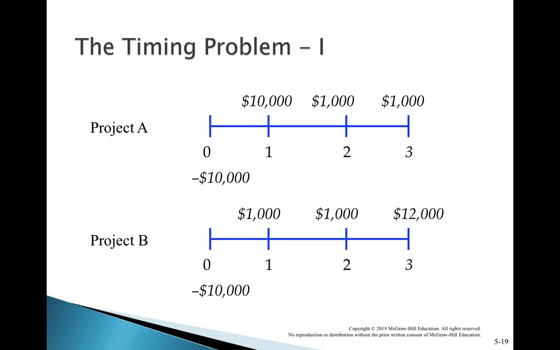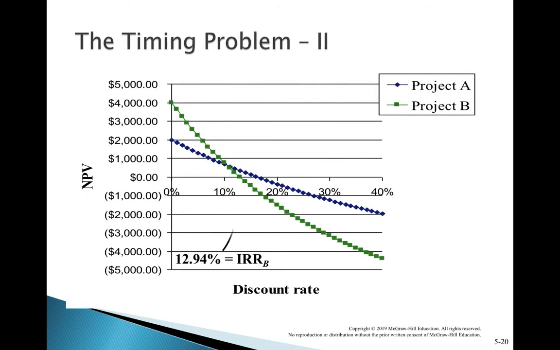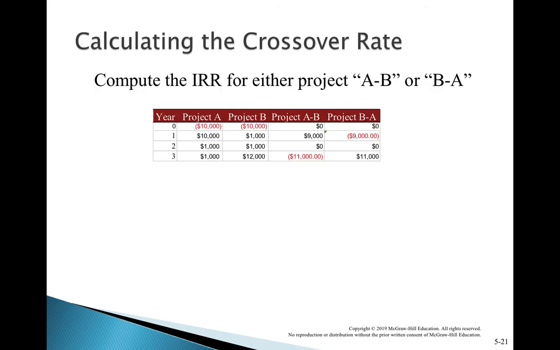Total cash inflows of B is 14,000. Total cash inflows of A is 12,000. But IRR of A is better than IRR of B. Confused. Then what will you do? Calculate the crossover rate. How to calculate the crossover rate? One project is to be deducted from the other project. So do it. Project A minus B, first we will do. So 10,000 minus 10,000 is equal to 0. First year project A gives 10, project B gives 1. So 10 minus 1 is equal to 9.